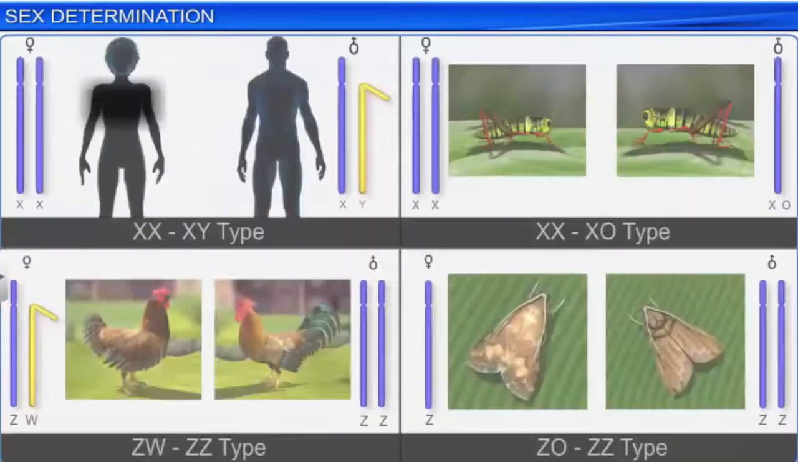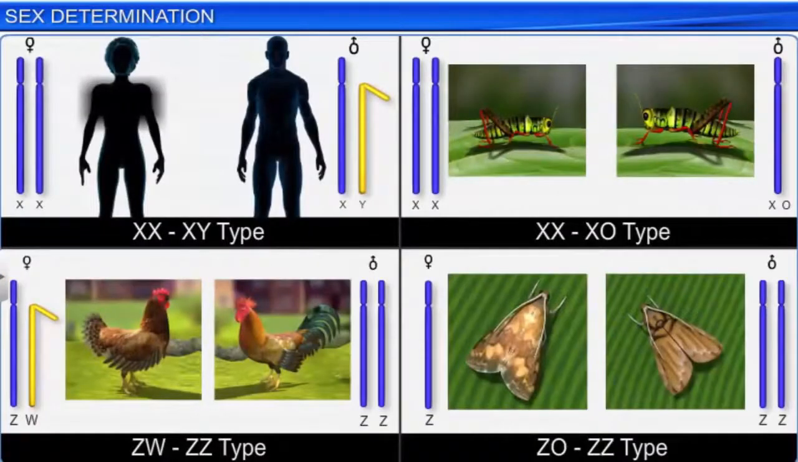Thus, as soon as the zygote is formed, the sex of an organism gets fixed, and it can be determined by analyzing the composition of the zygote.